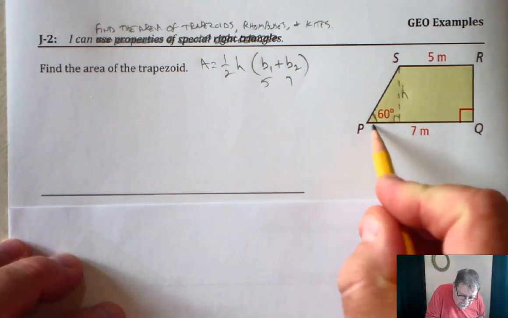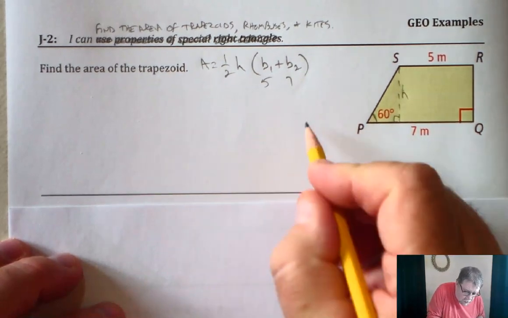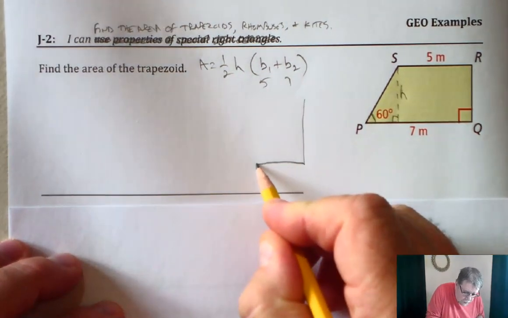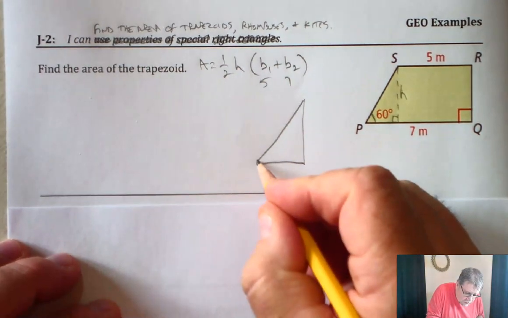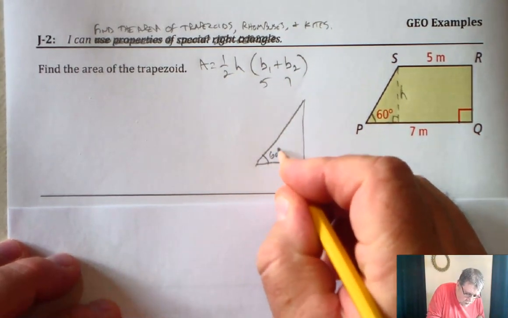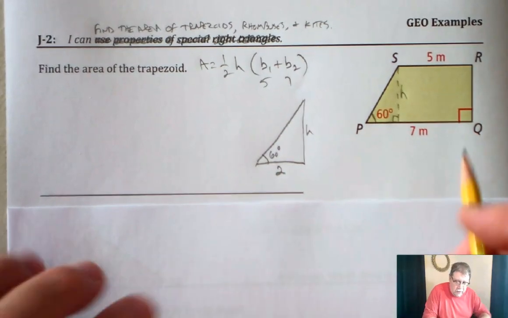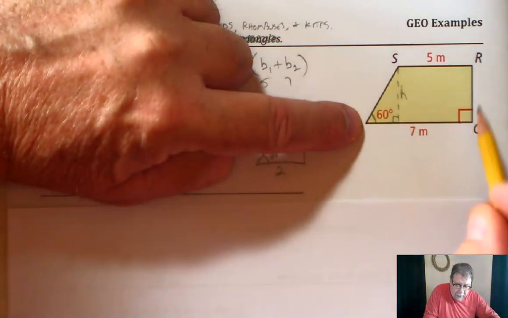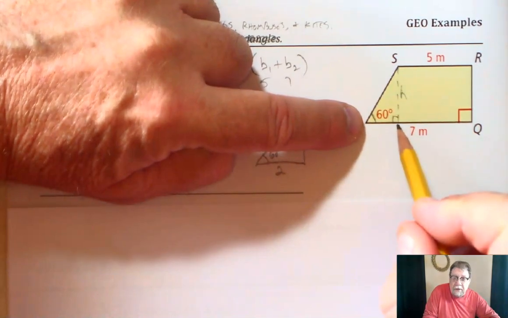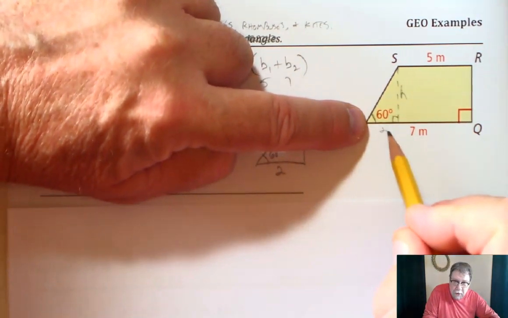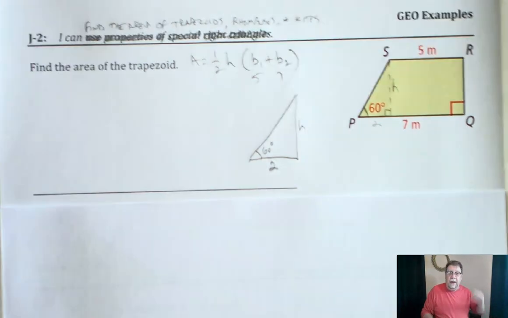I know that the length of this part of the triangle, let me zoom in on this triangle here, kind of make it larger. This is 60 degrees. This is h. This is 2. Why is it 2? Because this whole length is 7, and we're taking 5 away from it to put us right there. So that leaves us 2 right here. So I'm going to write 2 right there.